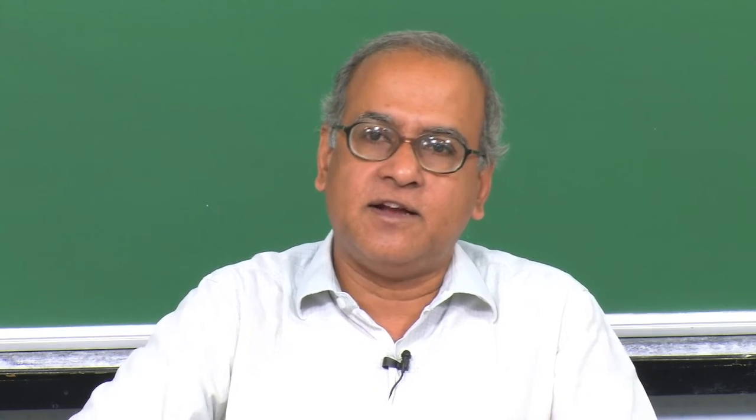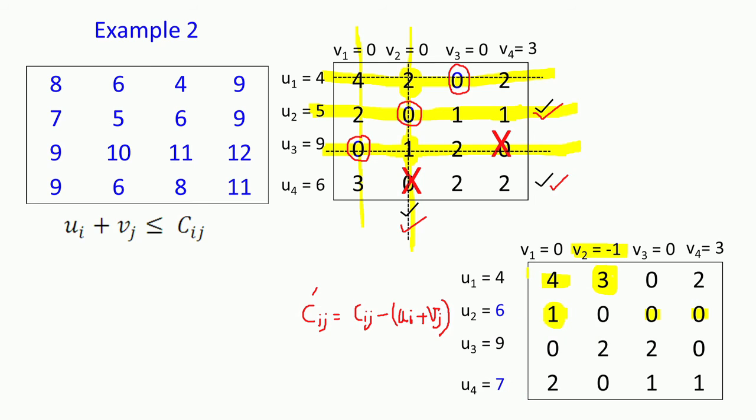And it is also interesting that ui's and vj's are unrestricted in sign. So, we are not really worried about the fact that the v2 has taken a minus 1, because by definition ui and vj are unrestricted in sign. Therefore, the new matrix that we have obtained is also dual feasible, and it now has a corresponding u and v such that ui plus vj is less than or equal to Cij.